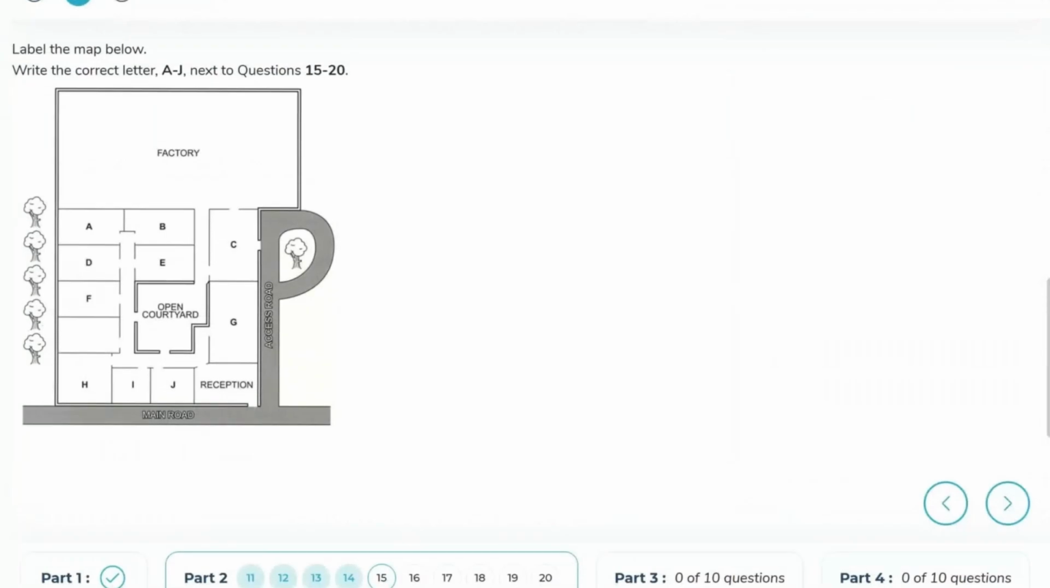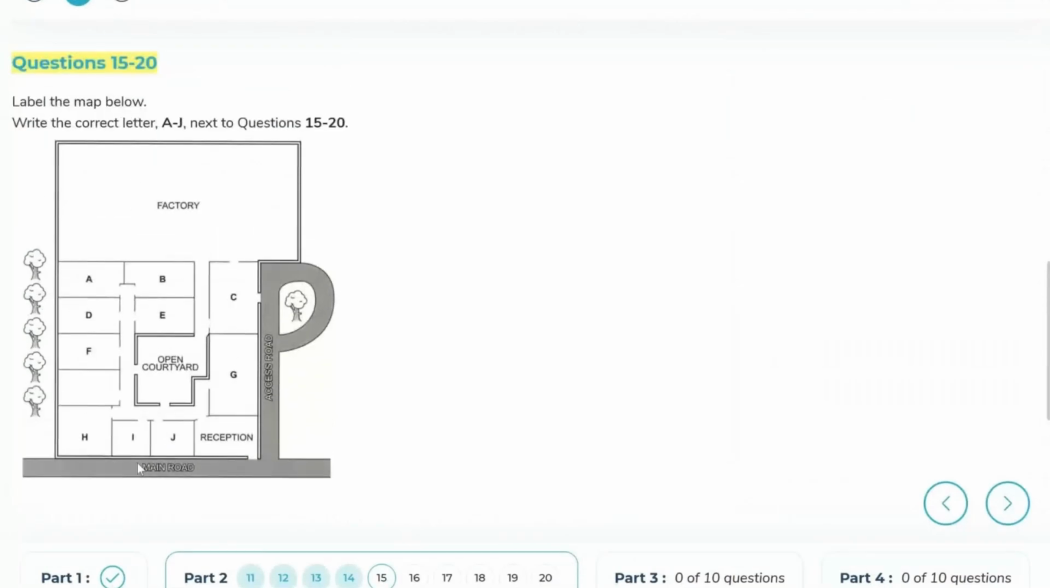In the map, at the bottom, you can see there is that main road. Okay, at the bottom, we have main road. And then we have access road, and there is a roundabout here, access road. Okay, then there is open courtyard.